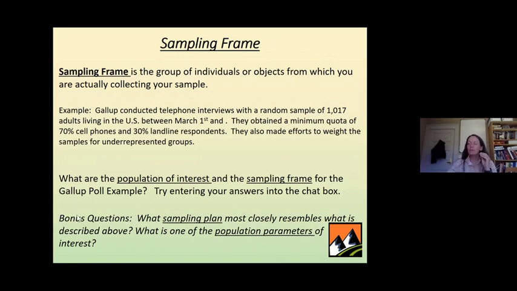Great, thank you. So the bonus question here was, what sampling plan most closely resembles what is described above? My goal was to get you to think about the simple random sample, the stratified random sample, and the systematic sample. If we're separating people into cell phones and landlines, granted you could have both, but in terms of how people are being reached, that is kind of like a stratified sample, because you're putting them into two groups and then making sure 70% of the selection is from cell phones and 30% from landlines. So that's most similar.